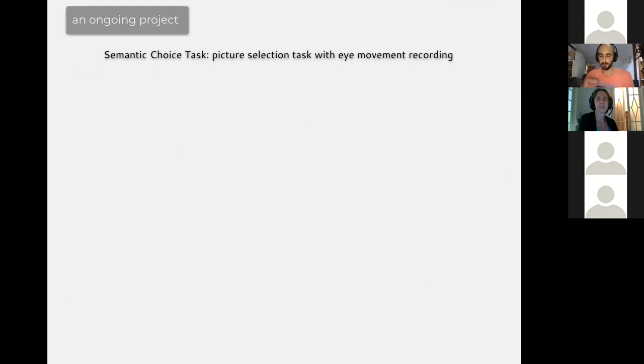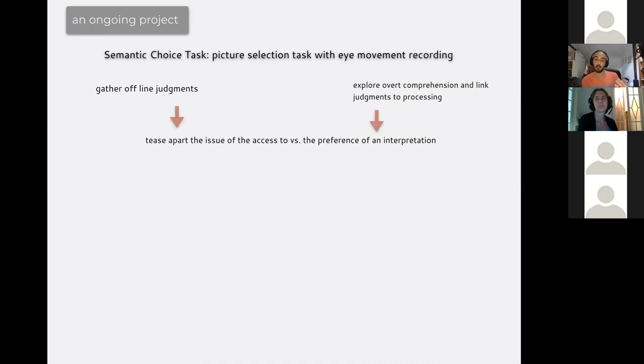The way we decided to tackle this problem was to implement an experimental design that we called the semantic choice task, which worked like this. Basically, it's a picture selection task with eye movement recording, and I'm going to show you a clear example. The idea is that you can gather offline judgments by the selection of the picture, and also explore overcomprehension and link these judgments to the processing. So you can tease apart certain issues, for instance, the access of a given interpretation versus the preference of this interpretation. And then you can record online movement data.